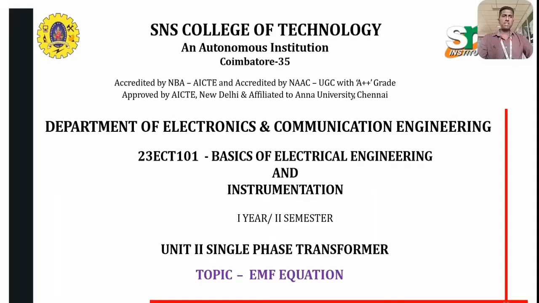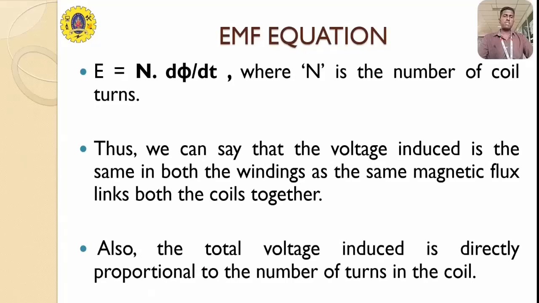So we've seen the construction and working of a single phase transformer, right? Now in this topic we are going to see what the EMF equation of a single phase transformer is. In a single phase transformer we have two main components: one is the supply which you are providing to the primary side coil, and then the magnetic field which is generated due to the power supply, right?